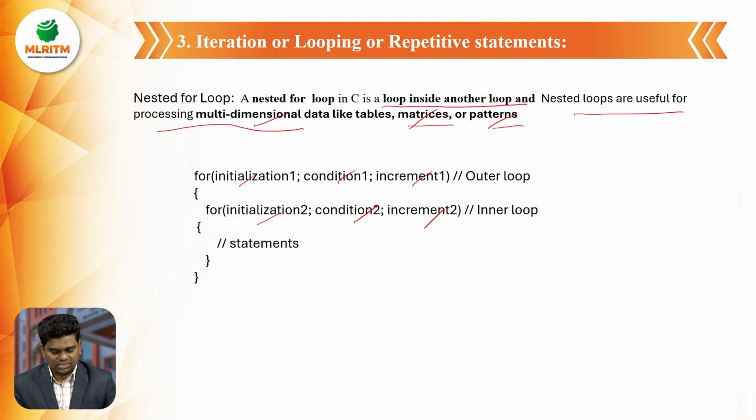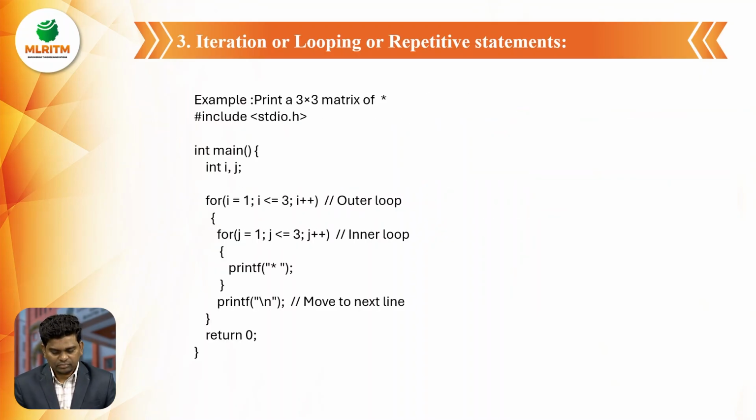Now we'll see how this syntax works with an example program. We have already seen how a for loop works. A nested for loop works in the same way, but there are some differences. I want to print a 3 by 3 matrix of hash, that is, display hash in a 3 by 3 matrix form. You know that a 3 by 3 matrix consists of 9 elements, right? So now we can print that matrix of hash.